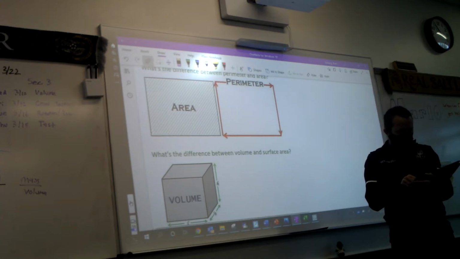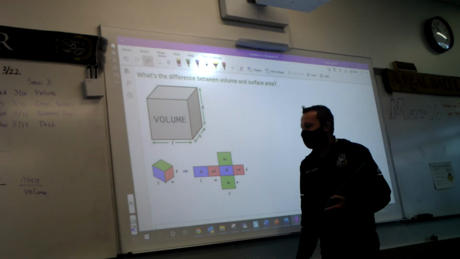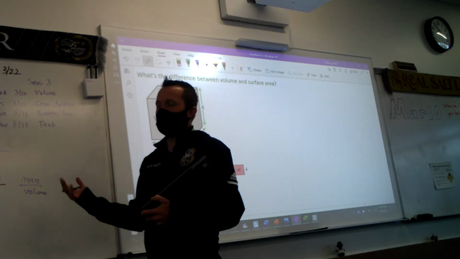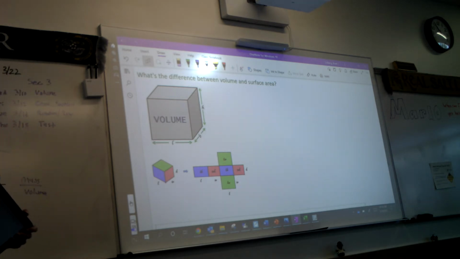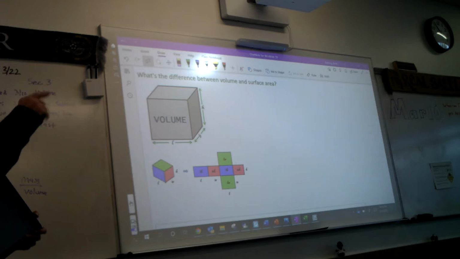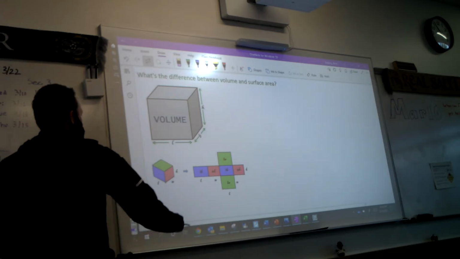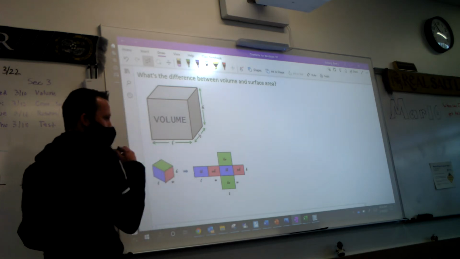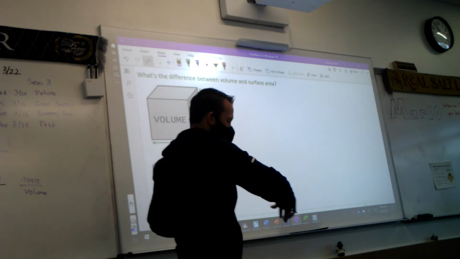Now, when we go from 2 dimensions to 3 dimensions with our shapes, instead of talking about area and perimeter, we're going to talk about volume and surface area. So what I want you to do is we're going to do a lot of discussion with the neighbor. So I need you to turn to someone by you and say, what does volume mean and what does surface area mean? If you don't know, we'll see if your neighbor knows, okay? 20 seconds, go.